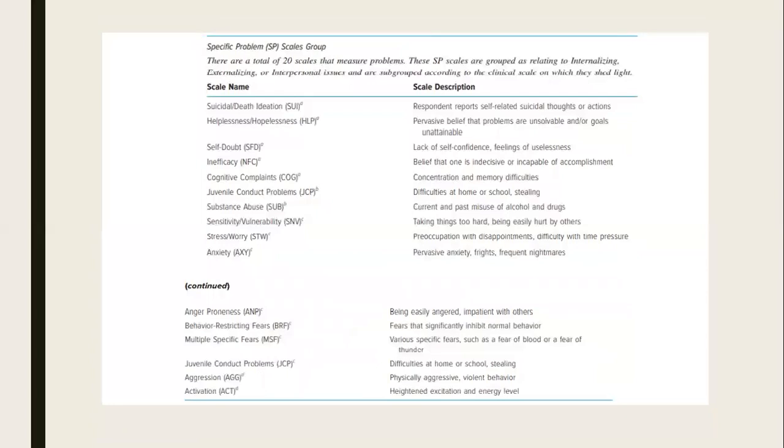And for the Specific Problems, or SP, scales group, there are a total of 20 scales that measure problems. These SP scales are grouped as relating to internalizing, externalizing, or interpersonal issues and are subgrouped according to the clinical scale on which they shed light. Here are the scale name, such as Suicidal/Death Ideation, and the scale description, which is that the respondent reports self-related suicidal thoughts or actions, and so on. Just to continue, there are 20 scales that measure problems.